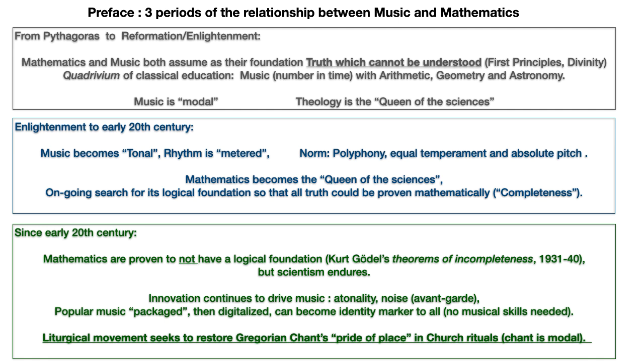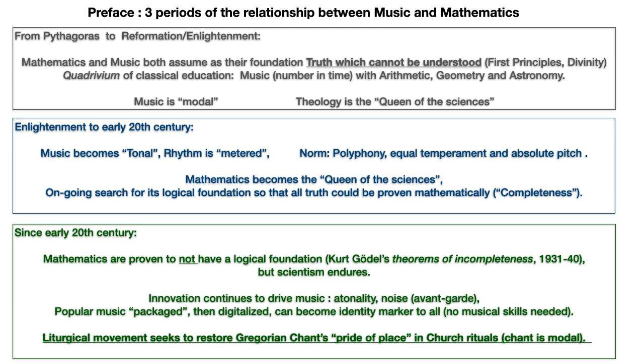And there was an ongoing search for the logical foundation of mathematics so that all truth could be proven mathematically. What the mathematician Hilbert called the theorem of completeness. That was the goal. But in the early 20th century, one of Hilbert's students, a mathematician called Gödel, proved that mathematics does not have a logical foundation. He was looking for a theorem of completeness. He found the theorems of incompleteness.